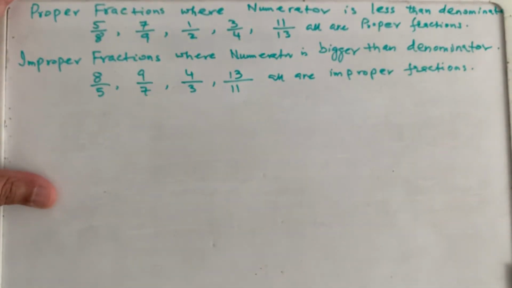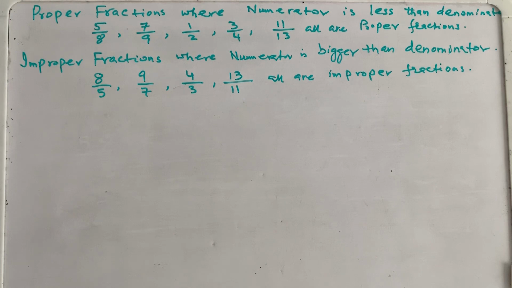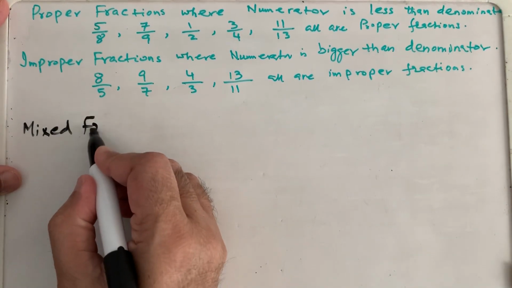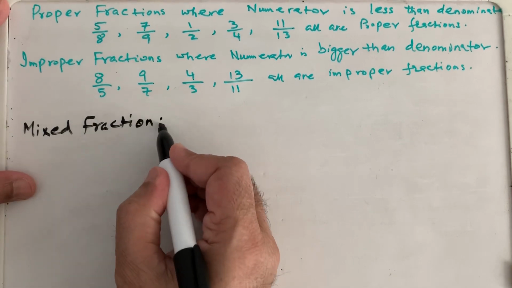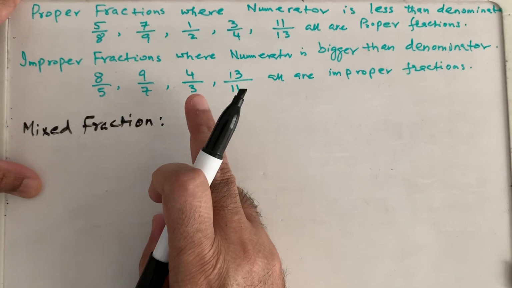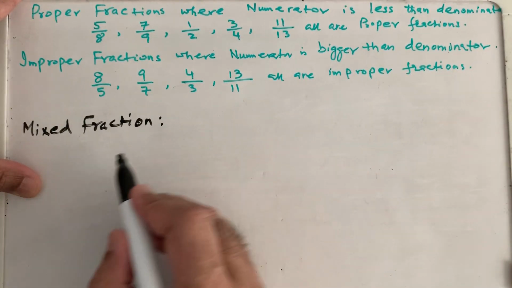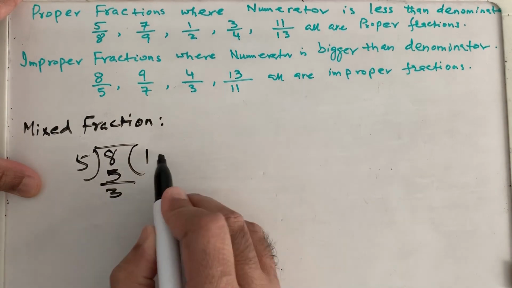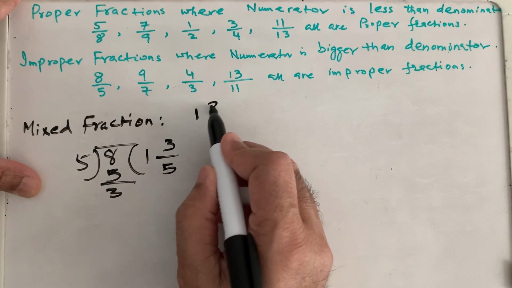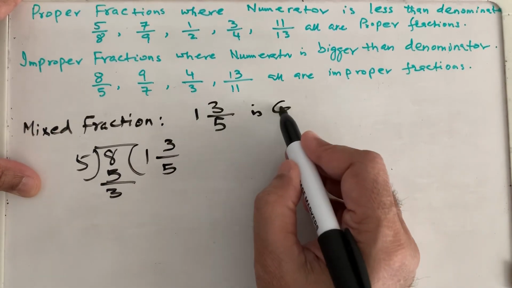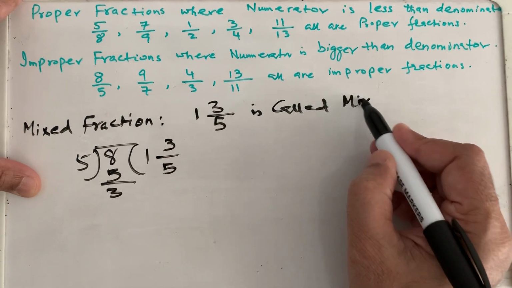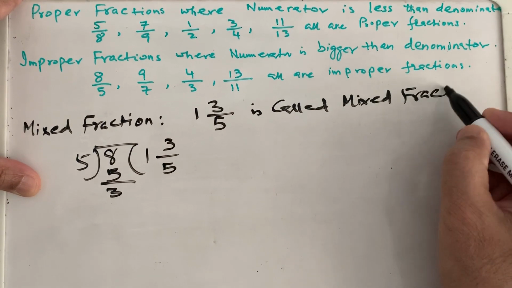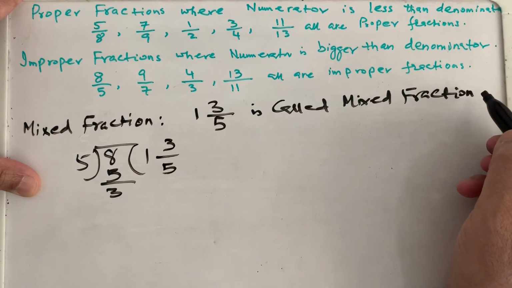Now, what is the third type of the fraction? The third type of the fraction is called mixed fraction. So, if we indicate those numbers as an improper fraction, we can also indicate those improper fractions as a mixed fraction, right? So as we did in the previous question, like 8 divided by 5, 5 ones are 5, right? And 3 is left, and we have 1 and 3 by 5. This way of writing 1 and 3 by 5 is called a mixed fraction. So why is it called a mixed fraction? Because it consists of a whole number and a proper fraction.